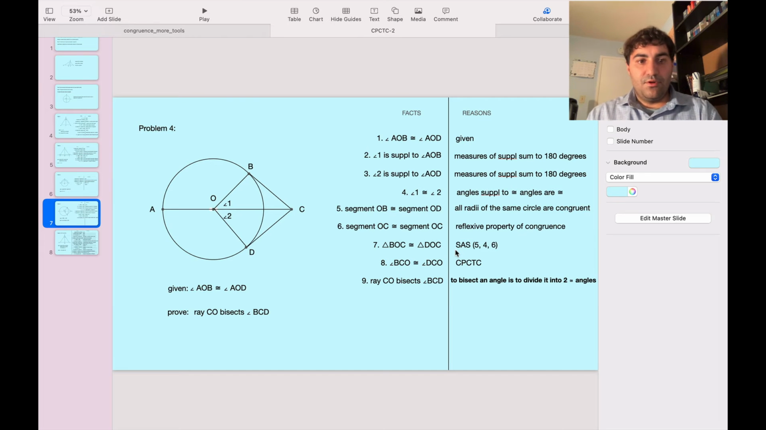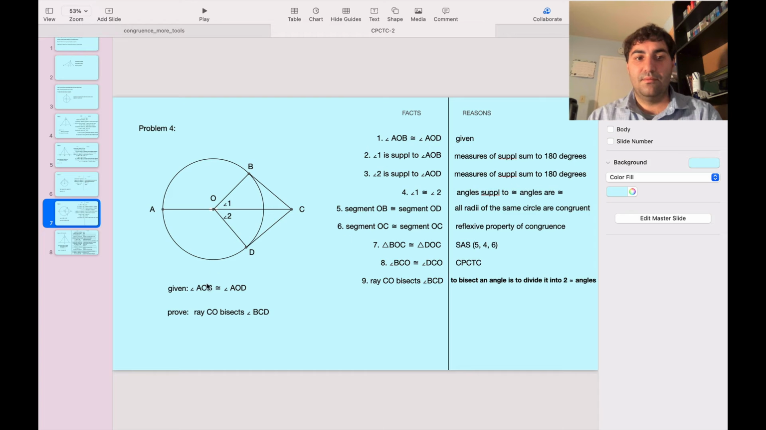Let's do another circle problem. So we're given that AOB, so this angle outside here, is congruent to angle AOD. And we want to prove that this ray CO bisects this angle BCD. So we write down what we're given, and we know that since this is a straight line, the measure of this angle plus the measure of angle 1 is going to be what? 180 degrees, so they're supplementary. Same thing for 2, if you add the measure of this plus the measure of AOD, you get 180 degrees.